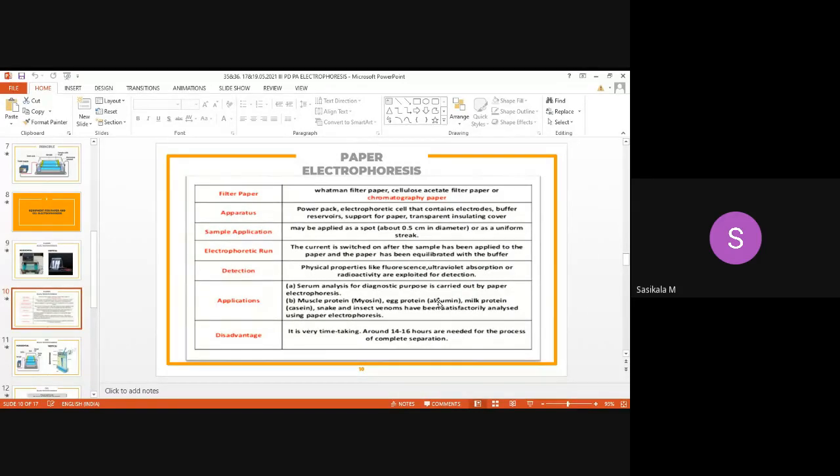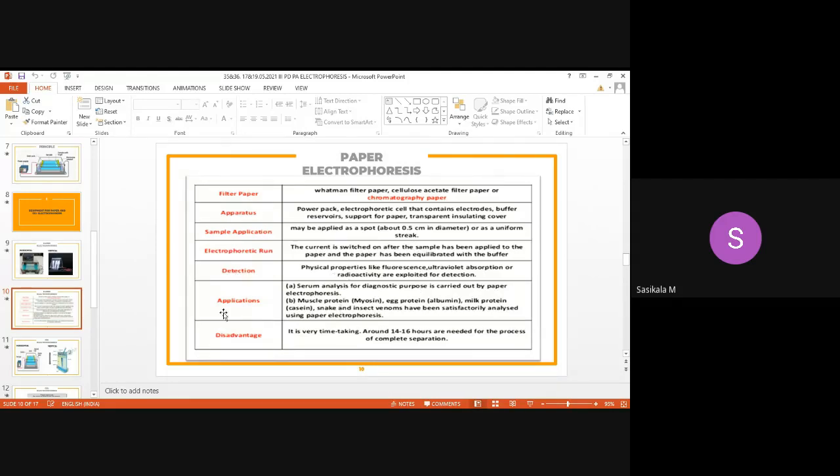So for detection, we can use fluorescence detection, ultraviolet absorption detection, or radioactivity. Through these three physical characteristics, the separated molecule can be detected, and whichever molecule we are expecting can be detected through these physical detection methods.